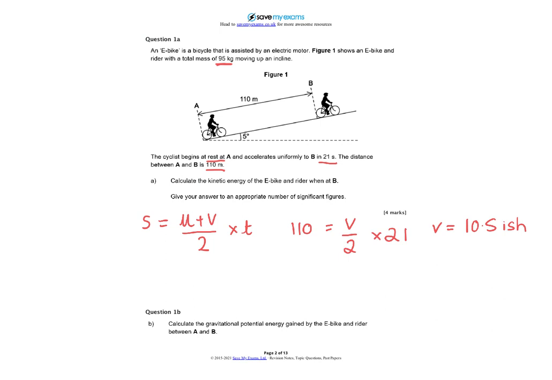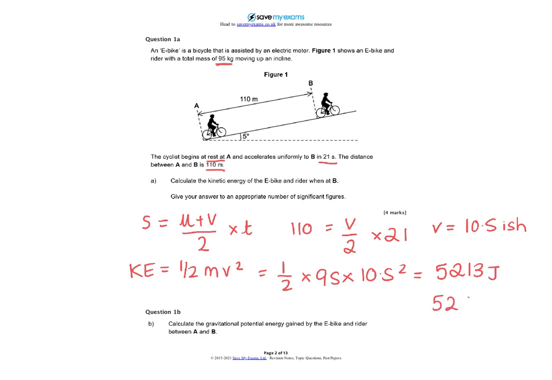And then with that final velocity, we can do our kinetic energy equation. KE equals half mv squared. So I'll pop in half, the mass is 95, and that final velocity 10.5 squared, and the KE is 5,213 joules, or 5,200 joules if we're going to two significant figures.